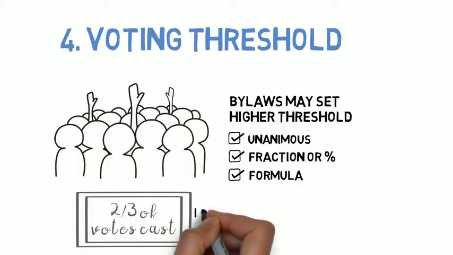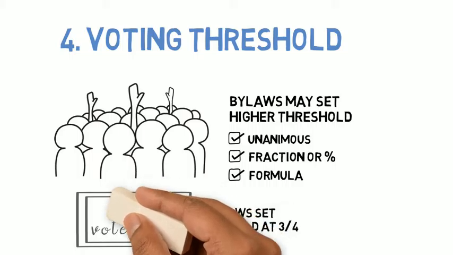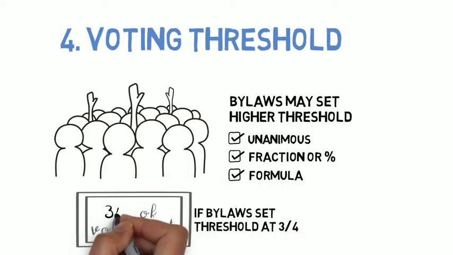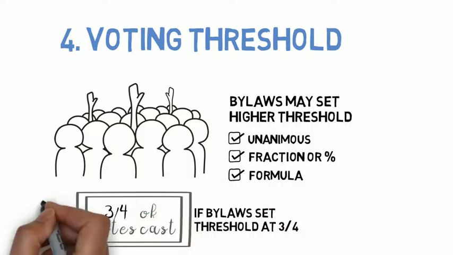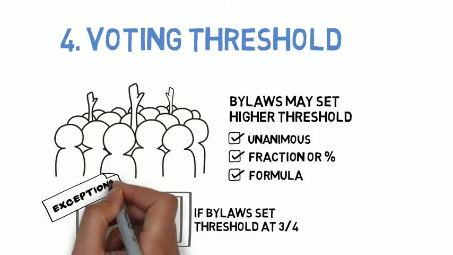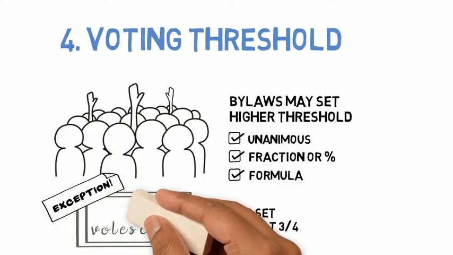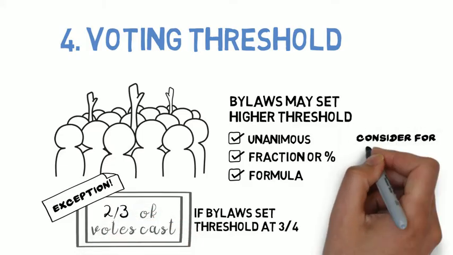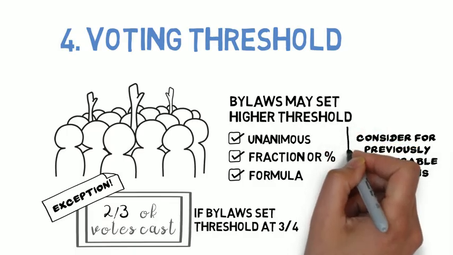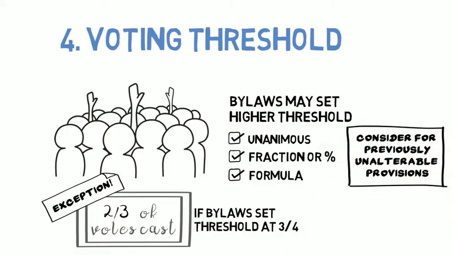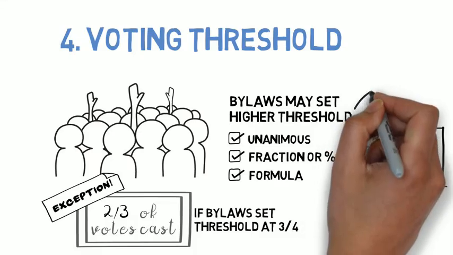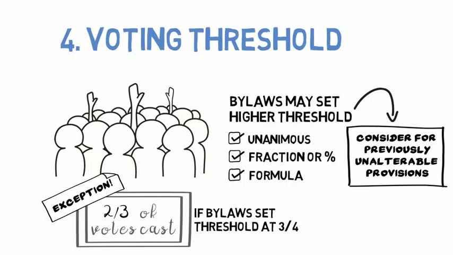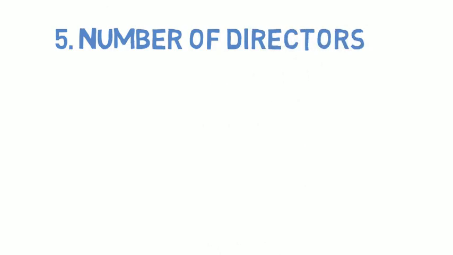One result of the way the Act is worded, if your bylaws currently set a voting threshold of 3/4, that threshold prevails, unless you alter the bylaw. The exception is for a vote to remove a director from office. The new default threshold of 2/3 applies regardless of what the bylaws say. For societies that have previously unalterable provisions in their constitution that are being moved to the bylaws on transitioning the society under the new Act, one option to consider after transition is to set a higher voting threshold on just those previously unalterable provisions.